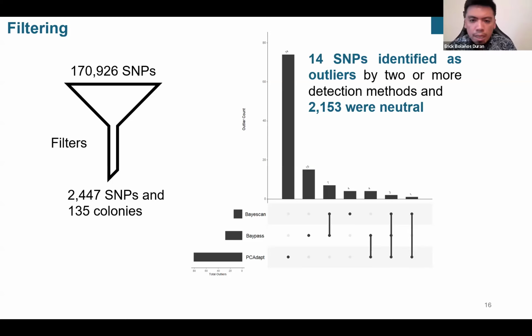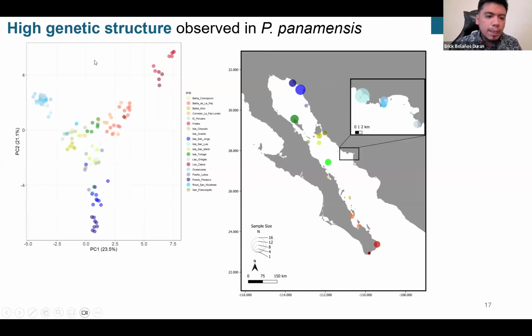With the genome scans, I identified just 14 SNPs as outliers, and the remaining ones were neutral. In this case, there were 2,153 SNPs. With those neutral loci, we identified high genetic structure among populations in the PCA. This is the PCA. Each circle is a colony, and the color represents the sample site.